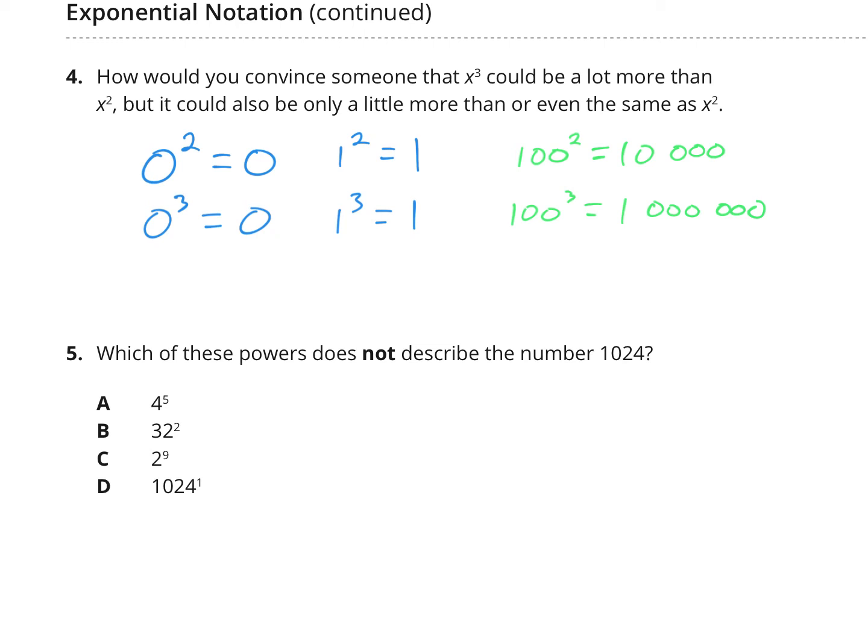So we can see we've already proven that x to the power of 3 could be a lot more than x to the power of 2. But it could also be the same as x to the power of 2, as we've proven in blue over here. And it could also be just a little bit. Let's take a smaller number. Let's take 2 as our base. All right? Let's say we have 2 as our base, and we do to the power of 2. That's going to be 4. 2 to the power of 3, 2 times 2 is 4, times 2 again is going to be 8. So you can see now that 2 to the power of 3 here is just a little bit more than 2 to the power of 2, rather than being the same as when we use 0 or 1 as our base, or being much, much more in the case of 100. Let's move on to question 5.